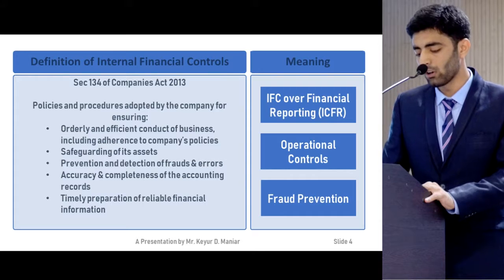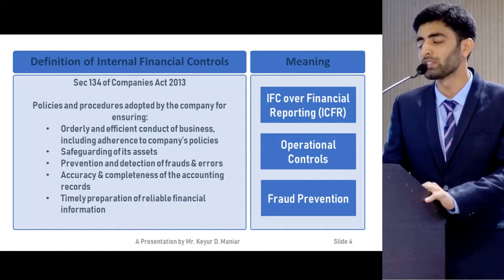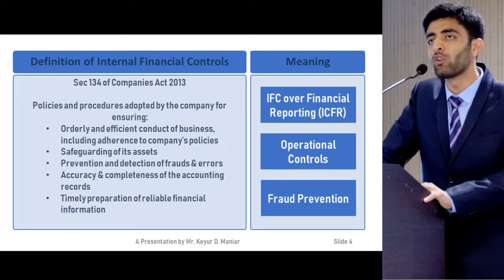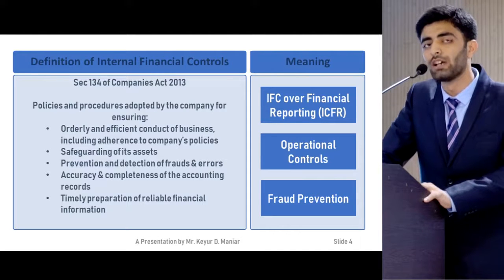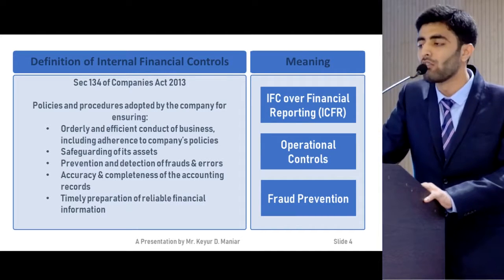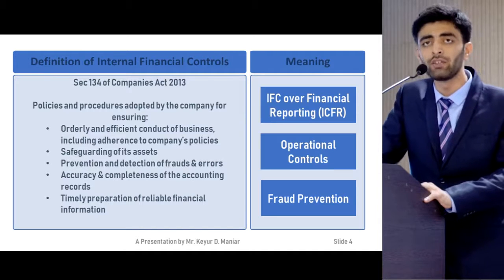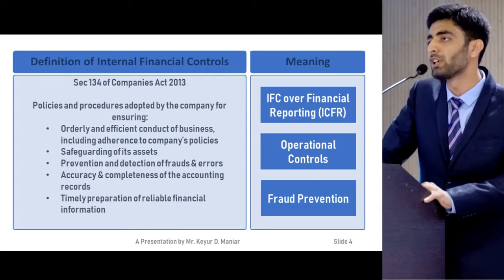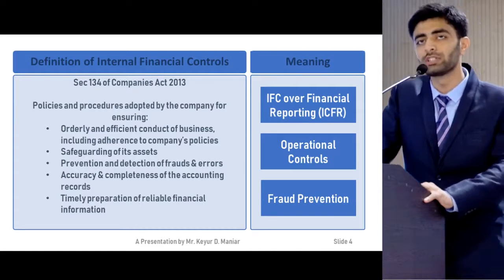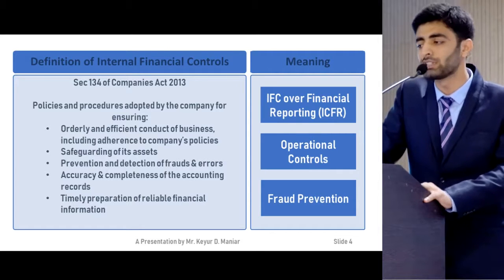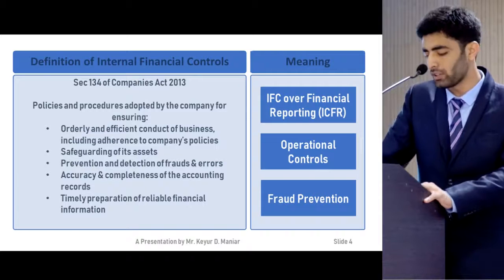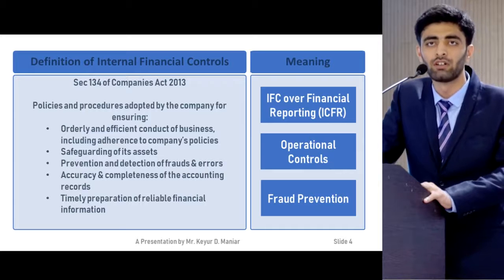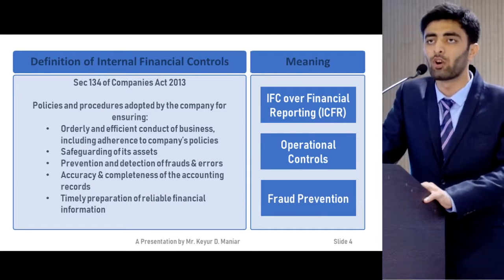Next, I would like to shed some knowledge about IFC over financial reporting. These are those SOPs or those controls which are mainly related to your financial reporting, your financial statements, such as your control over your debtors will fall into this category. Other than that, we have other business processes which do not get directly reflected in your financial statements, like purchase orders. So your controls over your purchase orders will be classified into the operational controls. And then there are fraud prevention controls as well. A very basic example would be a KYC procedure, which is established so that frauds can be prevented.